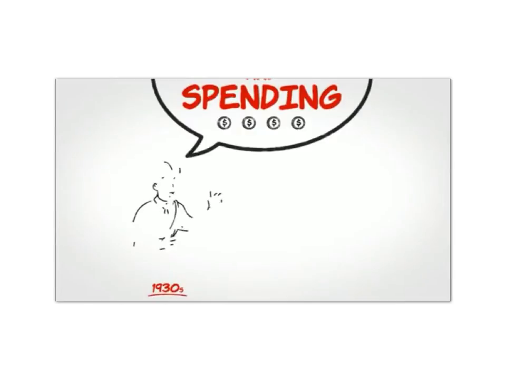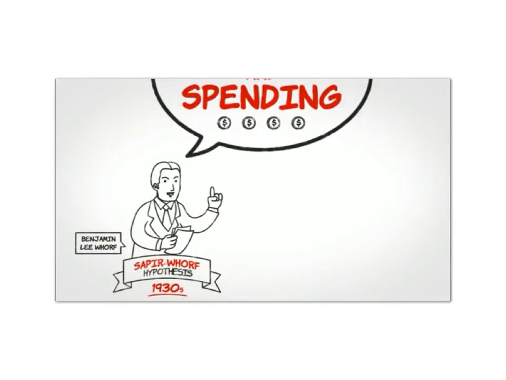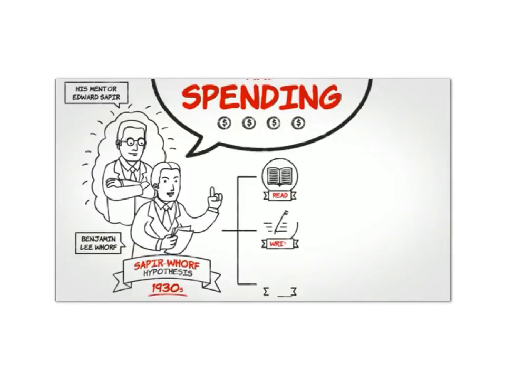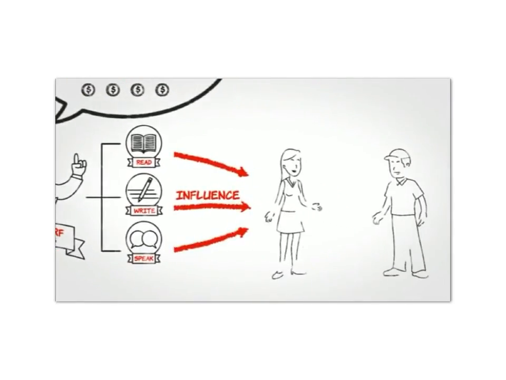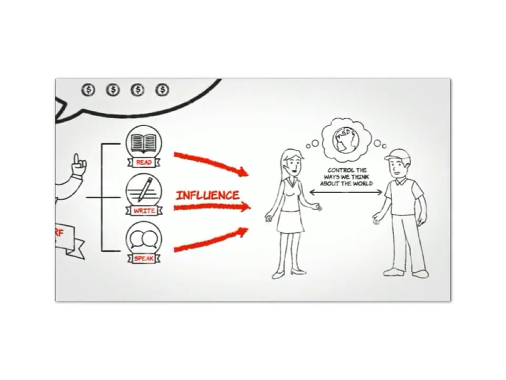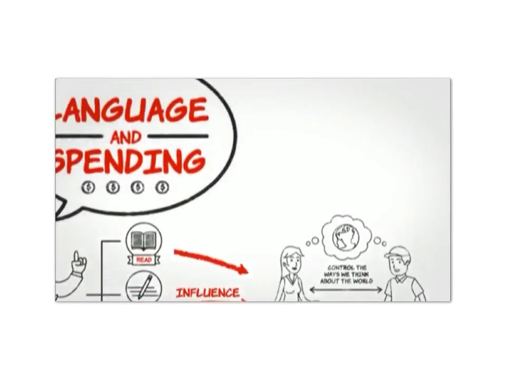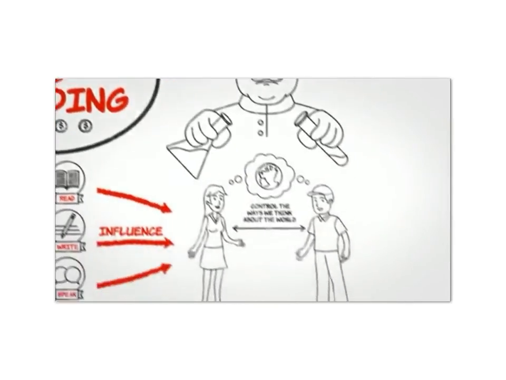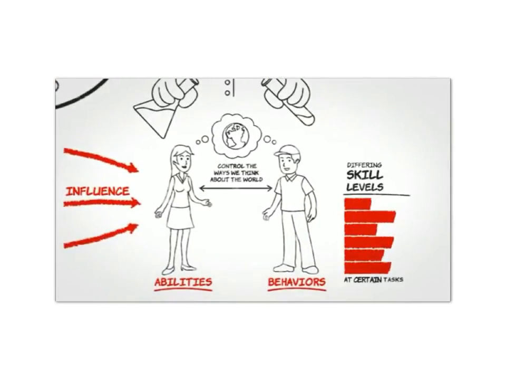In the 1930s, the linguist Benjamin Lee Whorf proposed what is now known as the Sapir-Whorf hypothesis. Whorf, influenced by his mentor Edward Sapir, theorized that the way we read, write, and speak could influence and even control the ways we think about the world, as well as our abilities and our behaviors. While the hypothesis has faced skepticism, it's been tested in numerous experiments over the years, and researchers have confirmed that our languages are sometimes associated with differing skill levels at certain tasks.